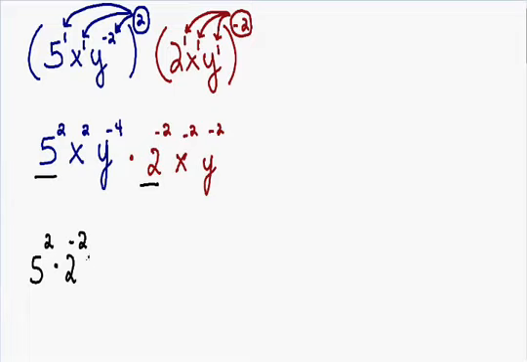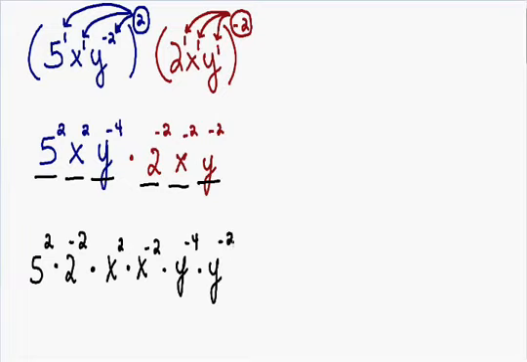And the next thing I'm going to do is put all of the x terms together. Notice in blue how we have an x squared term, so I'll put that next. And in red we have an x with a negative 2 exponent, so I'll put that with all of the x terms. And now I'm going to put all of the y terms together. In blue we have a y with a negative 4 exponent, so I'll put that one first. And that's going to be multiplied with our other y term, which is in red, which is y with a negative 2 exponent, so I'll put that one second.